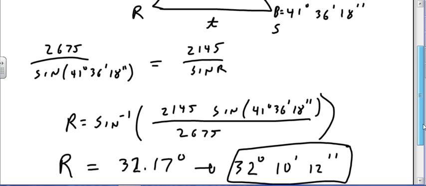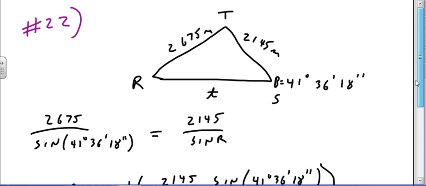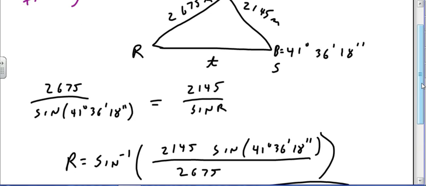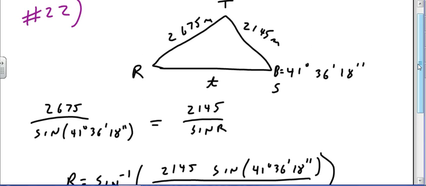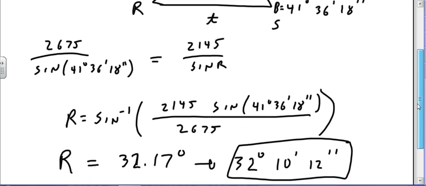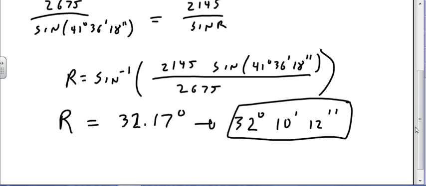And now I've got to find T, right? All right, so I need the angle T. Oh, bummer. Okay, so I'm going to go with 180 minus 41 degrees, 36 minutes, 18 seconds, minus, now should I go with 32.17? I am.